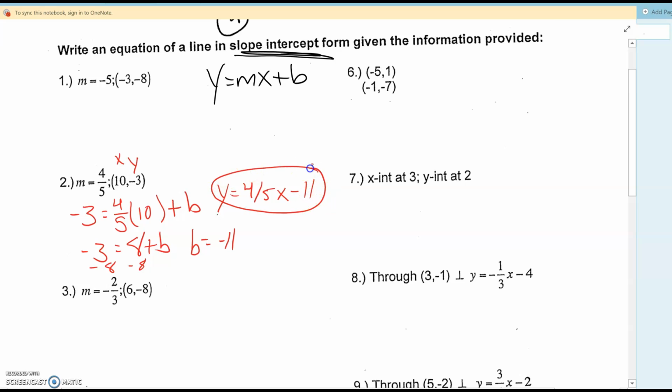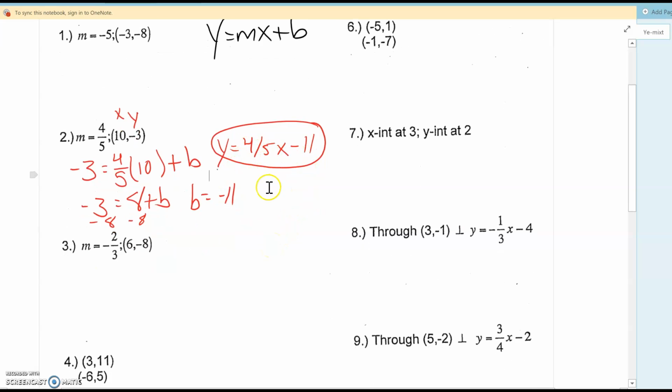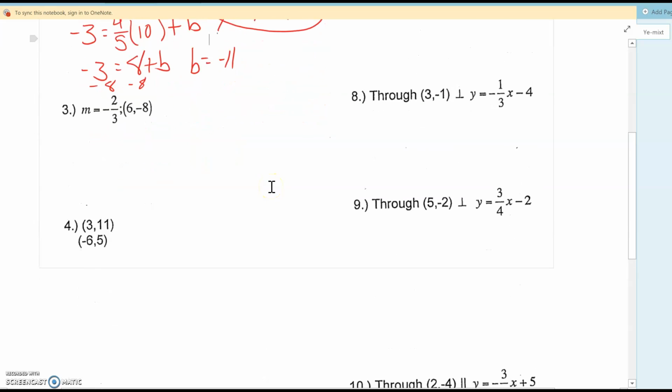So if you're doing this on Edpuzzle, that should be what I see in your final answer for number 2. All of them will look something like this. Okay, and now go ahead and do number 4.